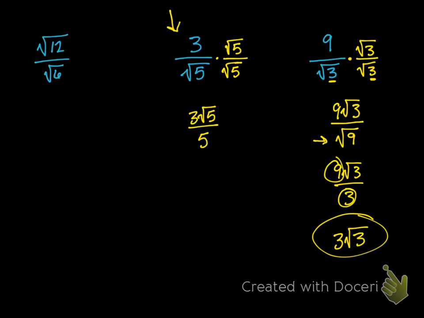Now what happens if we have a square root over a square root? This is exactly the same thing as this right here. So the blue and the pink are the exact same, and we can just divide from here. So 12 divided by 6 is 2. The square root of 2, well, we can't simplify that. There's no perfect square that will factor into that, and so that is our answer.